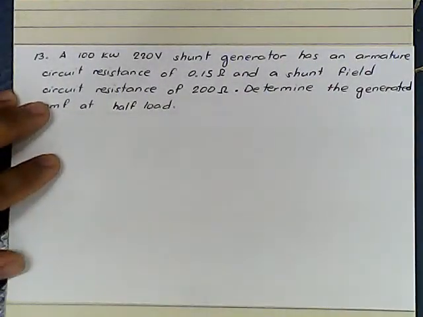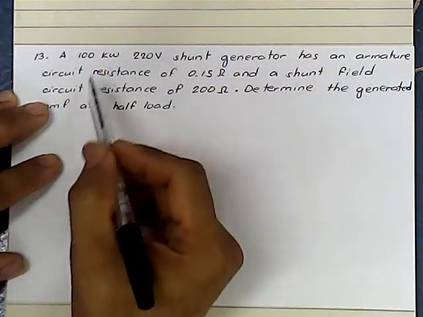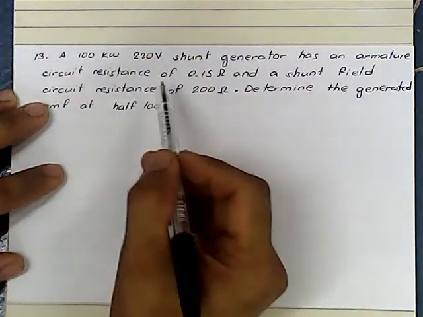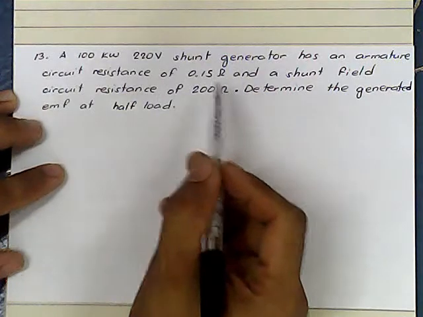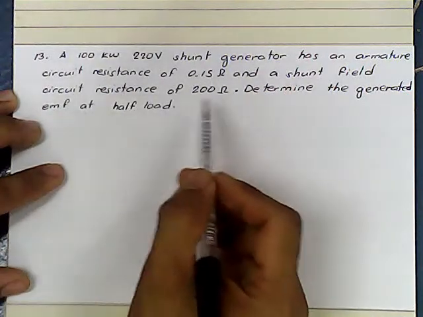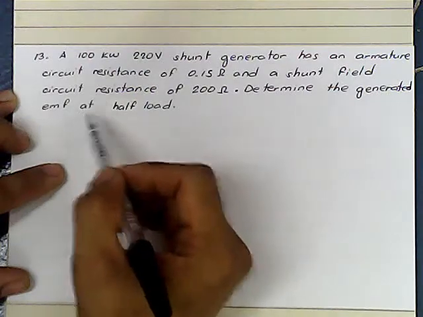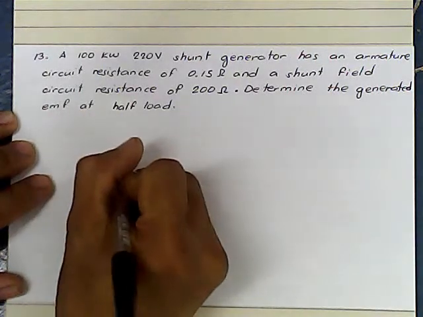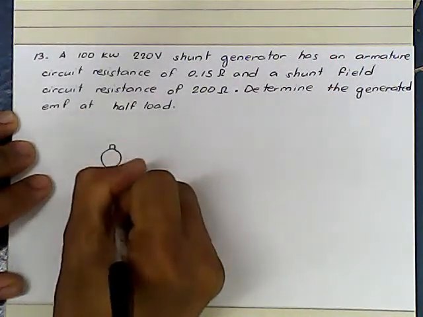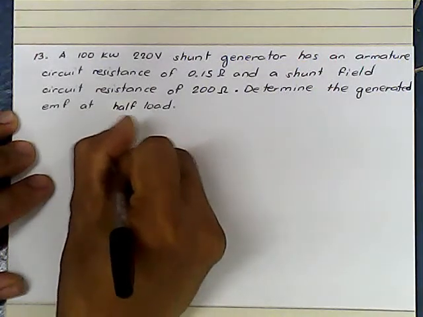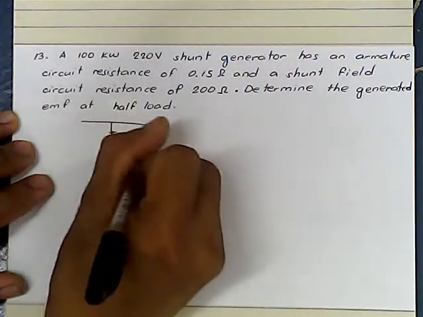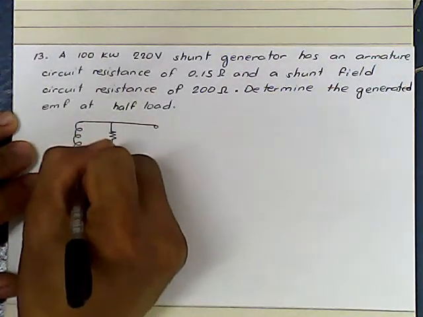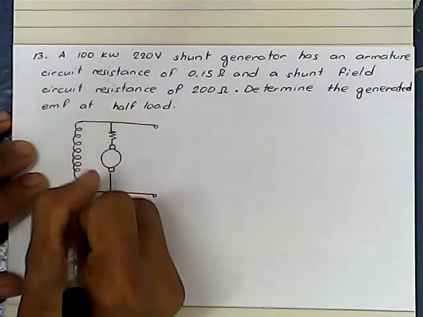So for problem number 13, we have a 100 kilowatt, 220 volt shunt generator, has an armature circuit resistance of 0.15 ohm and a shunt field circuit resistance of 200 ohms. Determine the generated EMF at half load. So, half load is what we are talking about here, because we will be encountering several problems where the system does not use its full power output.